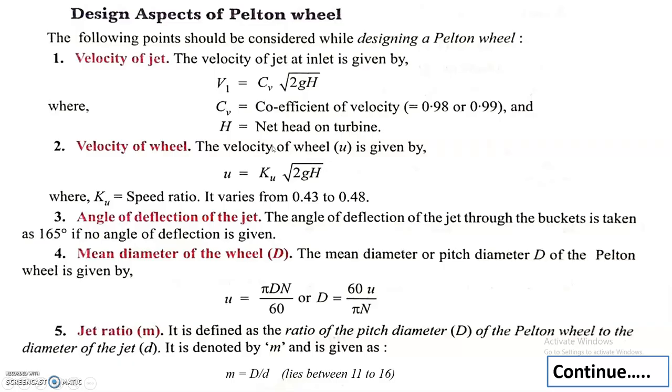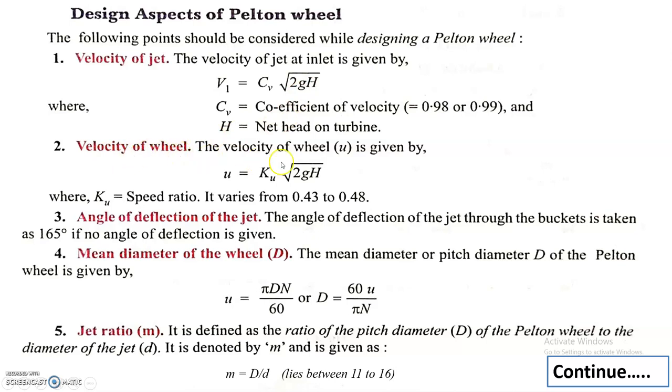Now let us understand the design aspects of the Pelton wheel. Whenever we need to design a Pelton turbine, let us understand what parameters we need to calculate. First is the velocity of jet, which we can calculate by Cv into under root of 2gh. What is Cv? It is the coefficient of velocity, and its value is taken as 0.98, and h is nothing but the head from dam height to nozzle. Whatever amount of head there is, that is the net head.